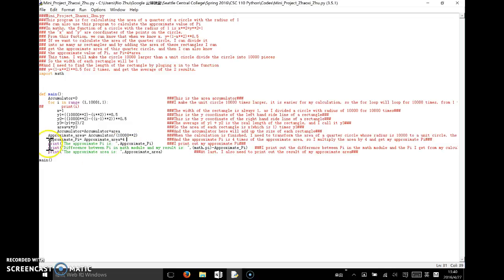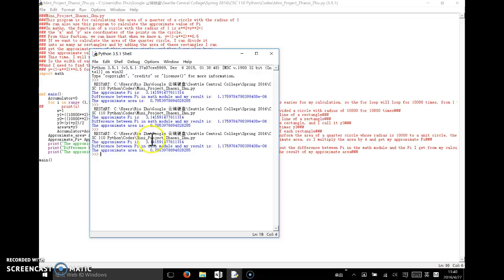So at the end, I will print out the approximate pi. I will also print out the difference between two pi's. One is from the math module, and the other one is what I get from my calculation. And at last, I will print the approximate area of the quarter unit circle. And then let's run and see the function.